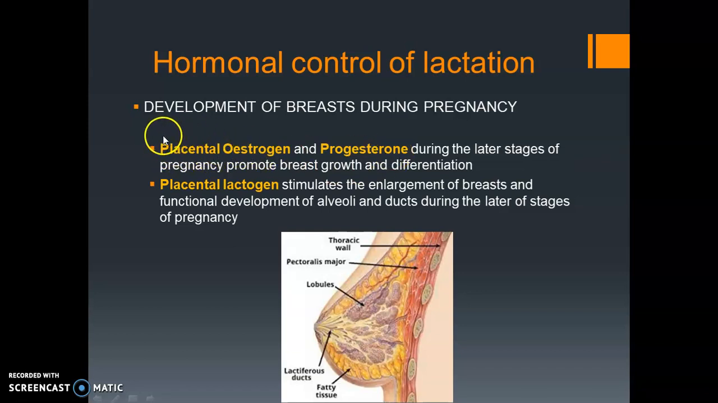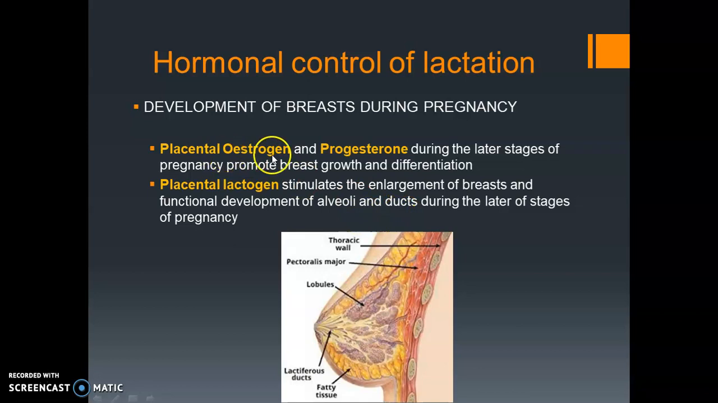I told that the placenta is the specialized tissue that connects the mother's body and the body of the child. This placenta produces estrogen and progesterone, and these hormones cause the growth and differentiation of the mammary glands during the later stages of pregnancy. Then another hormone produced by the placenta is placental lactogen, and this placental lactogen causes the enlargement of the breast and the functional development of the alveoli and ducts.